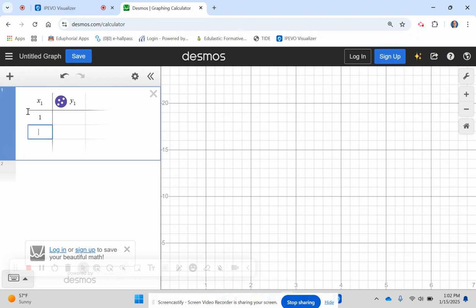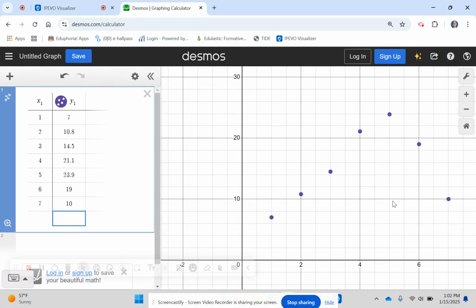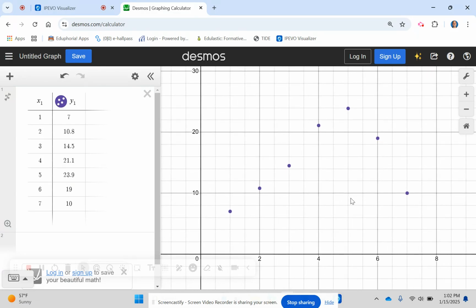Okay, now I'm going to add the table. So 1, 2, and then 7, 10.8, 14.5, 21.1, 23.9, 19, and 10. And then we can zoom out just a little bit. All right, go ahead and finish that up.